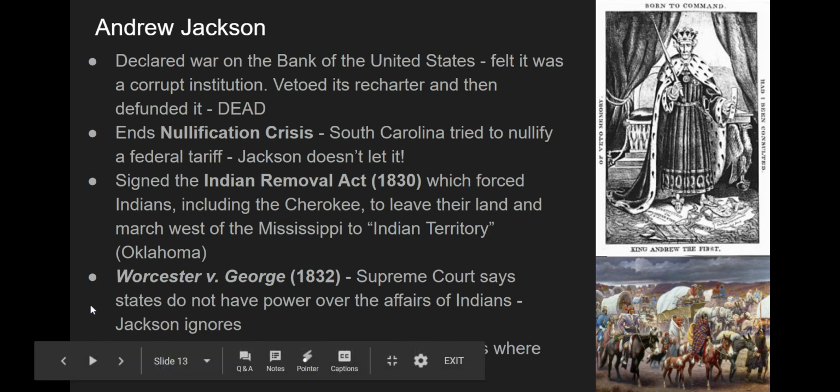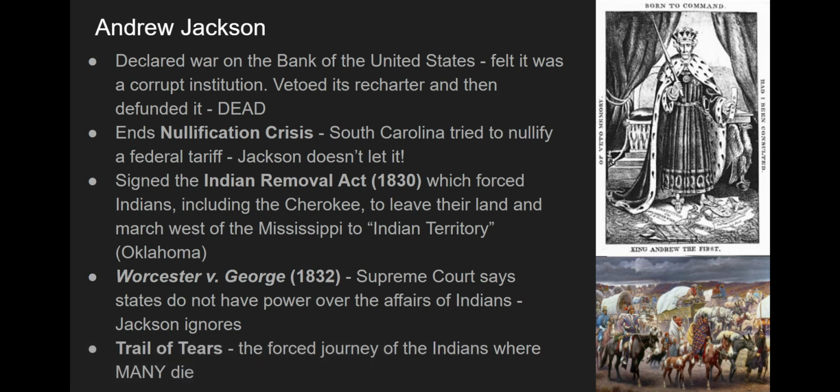Ultimately, the Indian Removal Act leads to the Trail of Tears, which is carried out after his presidency, which is the forced journey of the Indians west, where many of them died from hunger and exposure. Probably tens of thousands of natives died along the way.